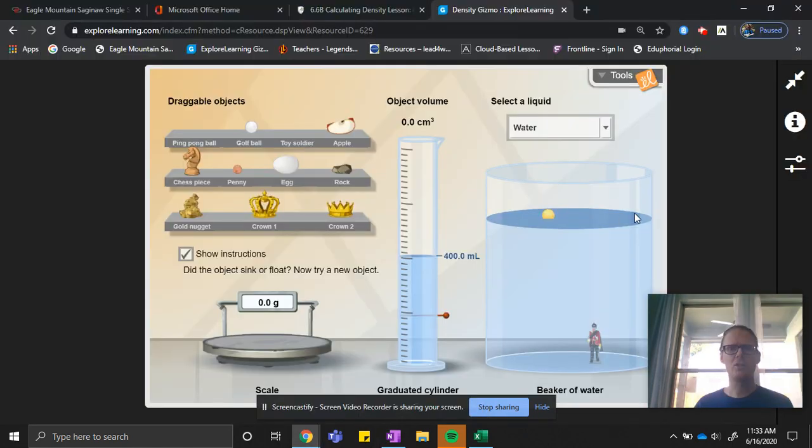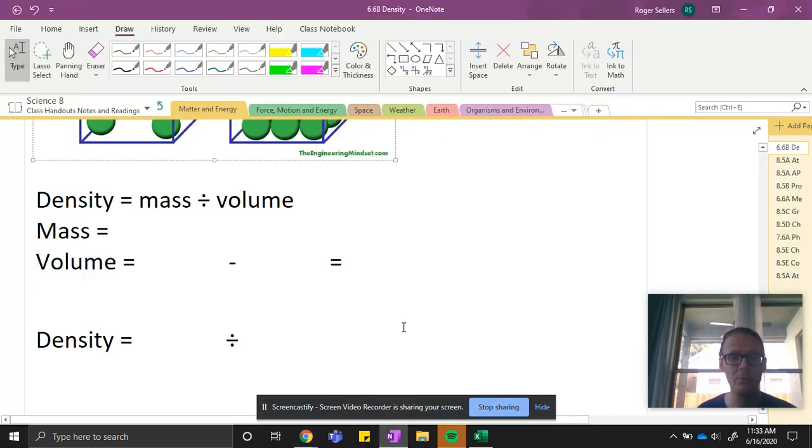So this is a gizmo that you're going to do for your performance task. And I'm just going to show you how to calculate the density of the different objects. So to calculate the density of the objects, let's say we want to find the density of the ping pong ball. You're going to put the mass, and mass is just how much matter something has. In this case, we have 3.0 grams. So we will record 3.0 grams for our mass.